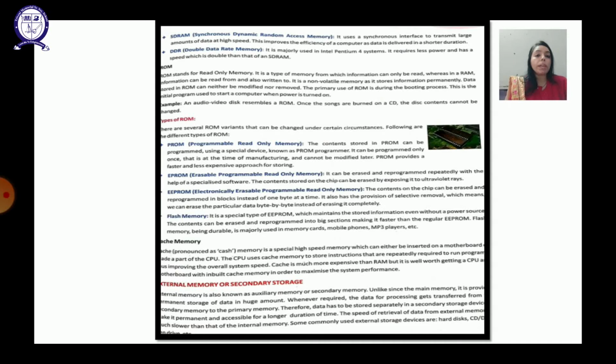But in ROM it is only readable, we cannot make the changes. Now what is the main use of ROM? It is during the booting process. So this is the initial program and it helps to start the computer when the power is turned on. So it is a non-volatile memory.